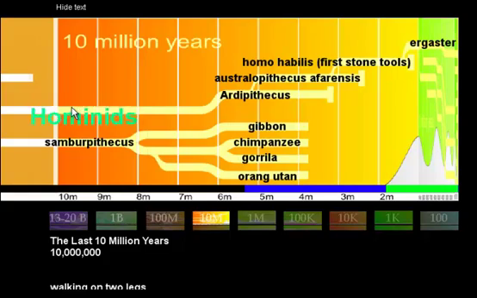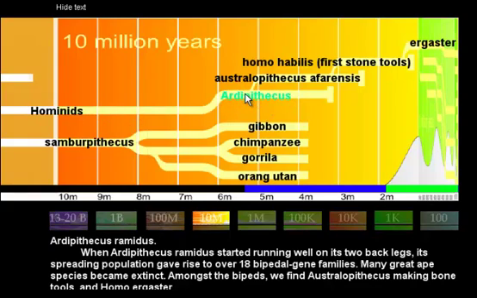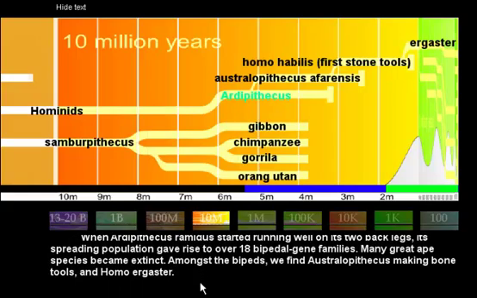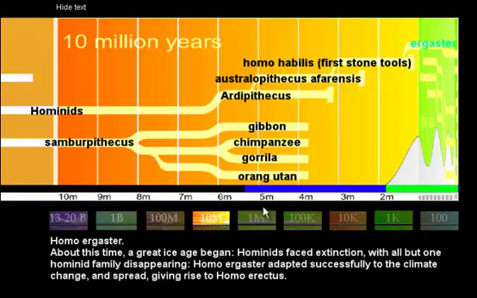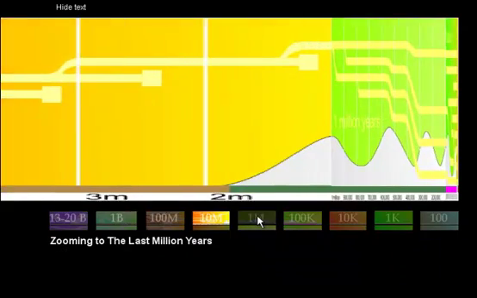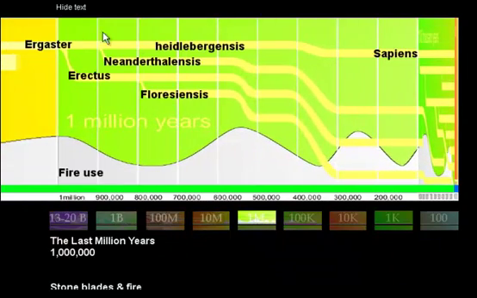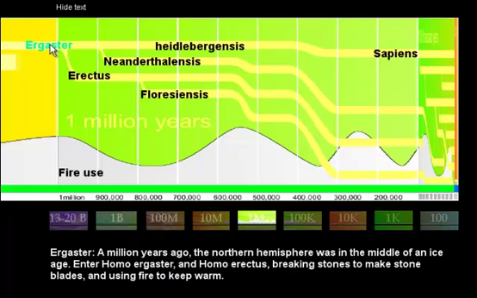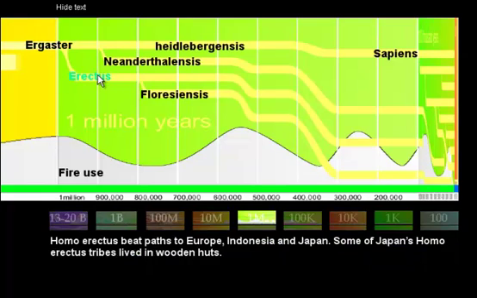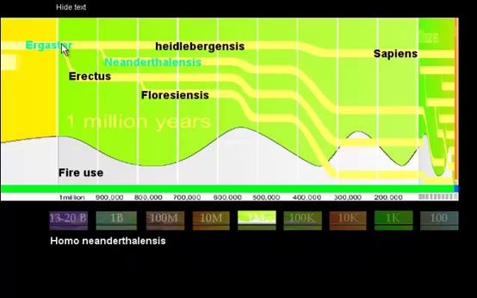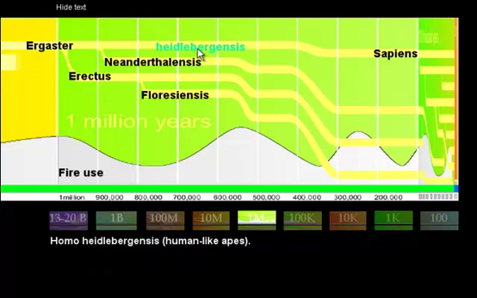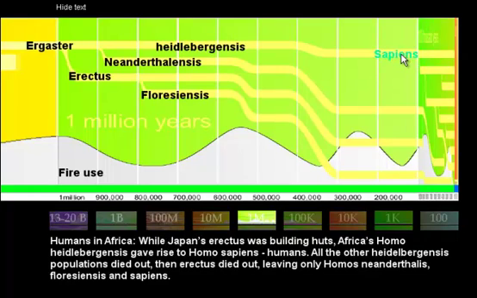Now, during the last 10 million years, the hominids evolve into lots of different types: Ardipithecus ramidus, who walks on back legs, followed by Australopithecus afarensis, Homo habilis, who uses stone tools, and then Homo ergaster. So these are all different types of hominids evolving over 10 million years. Homo ergaster in the last million years gives rise to Homo erectus and Homo neanderthalensis. Erectus gives rise to Floresiensis, Ergaster goes on to give rise to Heidelbergensis, and Heidelbergensis goes on to give rise to humans, which is Homo sapiens in Africa.